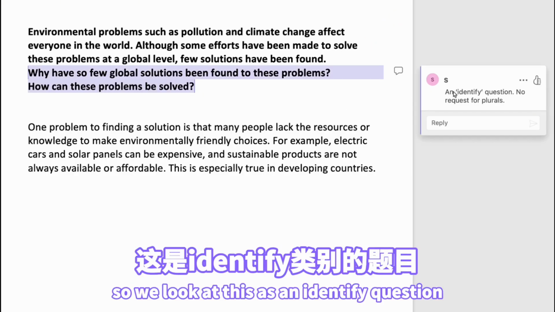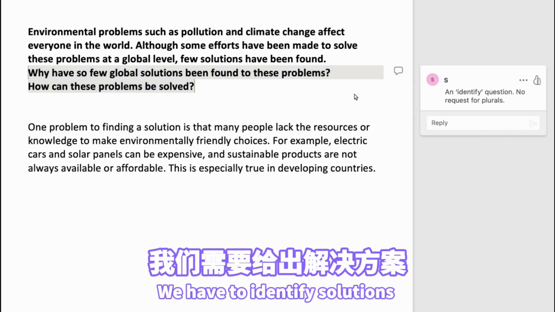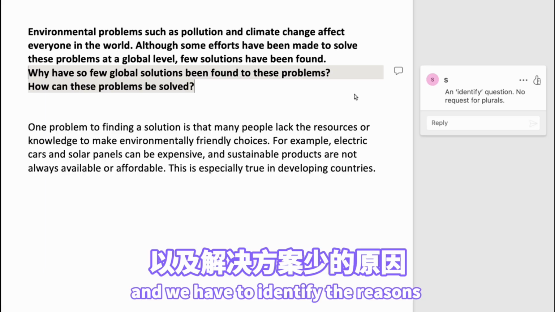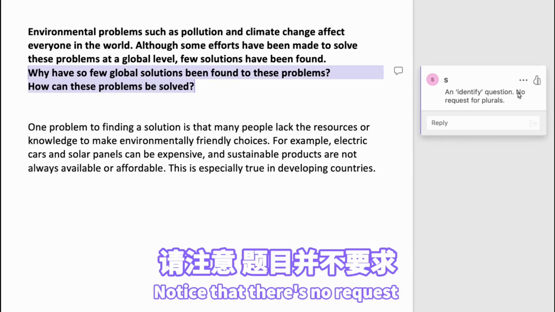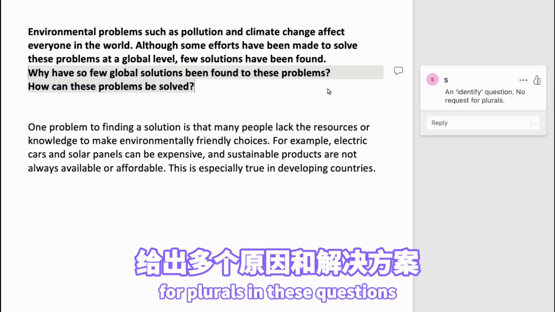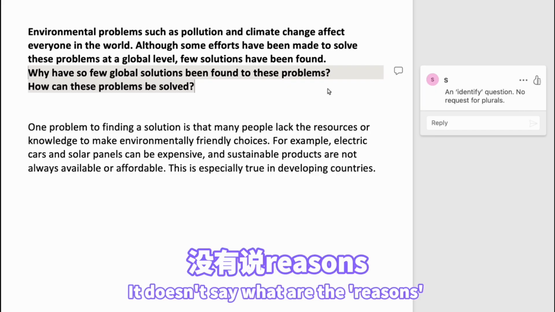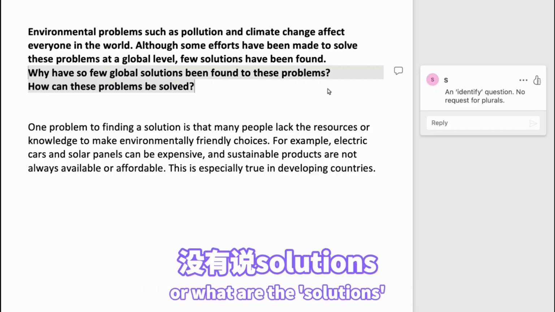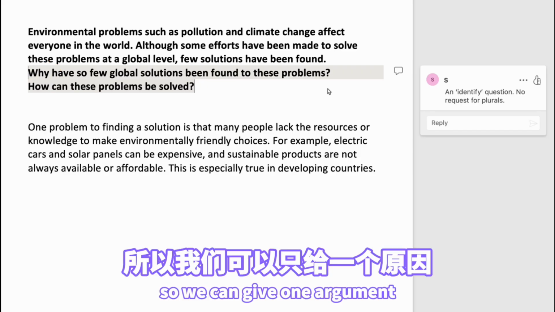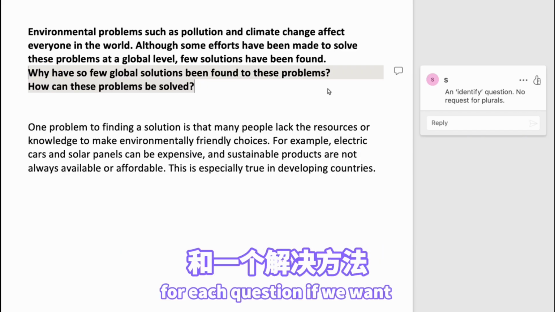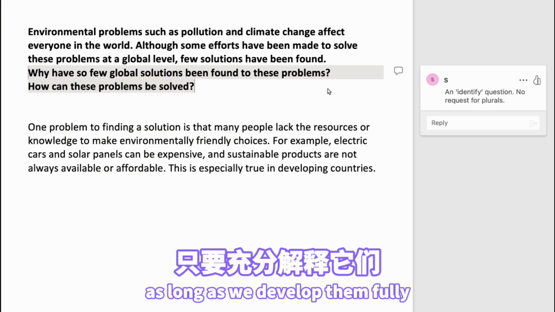So we look at this as an identify question. We have to identify solutions, and we have to identify the problems or the reasons why there aren't many solutions, I should say. Notice that there's no request for plurals in these questions. It doesn't say, what are the reasons or what are the solutions. It just says why and how. So we can give one argument for each question if we want, as long as we develop them fully.